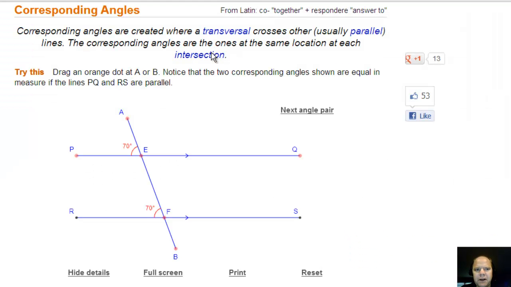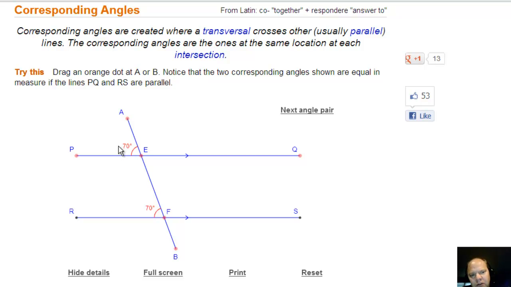Alright, let's begin by defining corresponding angles. First of all, corresponding angles are created when a transversal, which is this segment or line running through here, crosses lines. It doesn't have to be parallel, but usually in most cases when we look at it, they will be parallel lines. And the corresponding angles would be angles that are in the same relative position to the parallel lines and the transversal. Okay, so at any intersection they're in the same location.